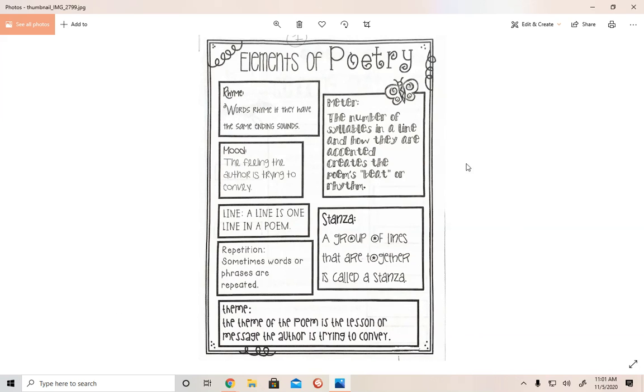So my friends, that is the elements of poetry that we will be studying and taking a look at this week.